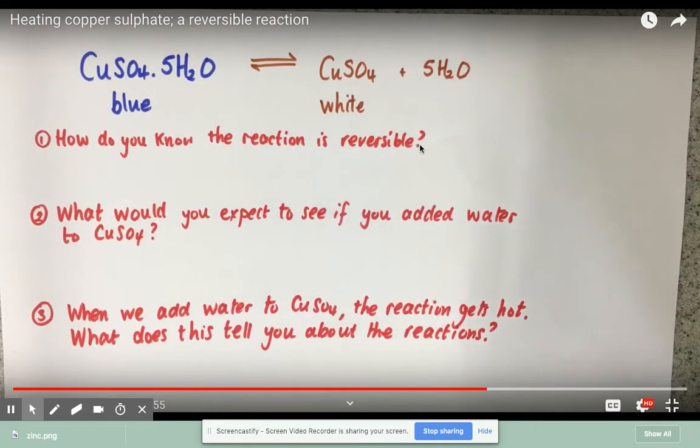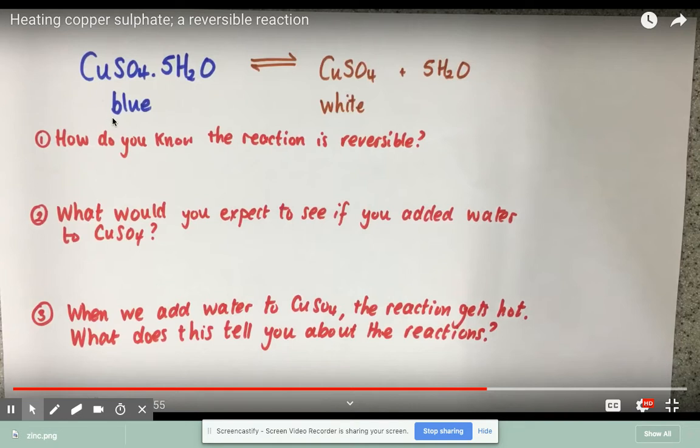Well, how did you know the reaction was reversible? Because you had this symbol here. Whenever you see this symbol here, it means that the reaction can go in both the forward and the backward direction. What would you expect to see if you added water here?